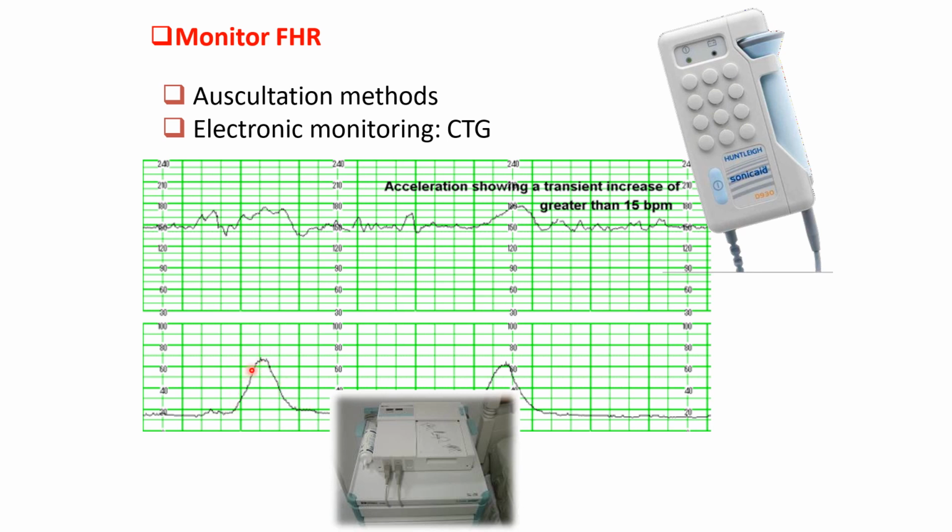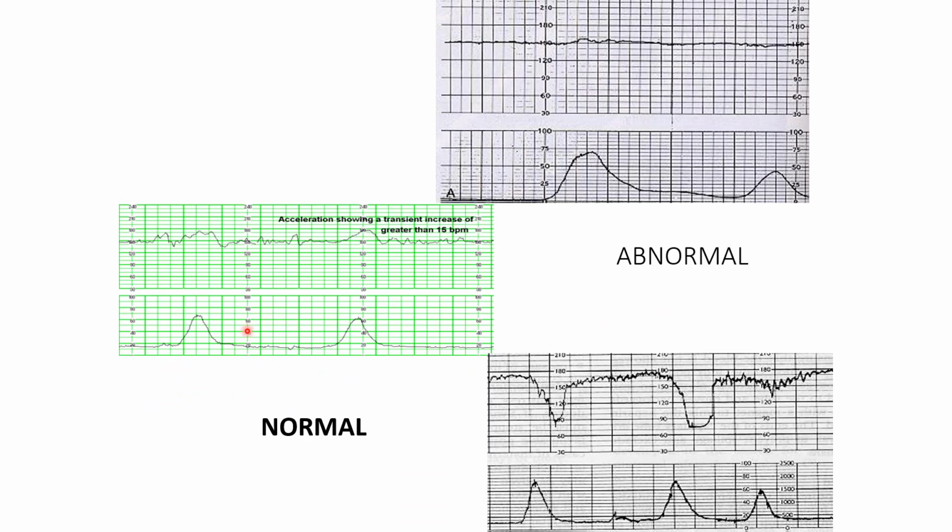In response to the uterine contraction, there is a variation of fetal heart rate of around 15 beats per minute. That is, acceleration of the fetal heart rate is there. Again, here we got another uterine contraction, and again there is an acceleration of greater than 15 beats per minute. This is the normal CTG. And here you just see, one uterine contraction has occurred, but there is no acceleration in the fetal heart rate. It is moving almost the same. This is abnormal.